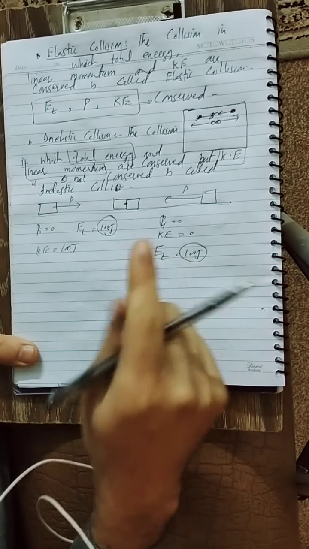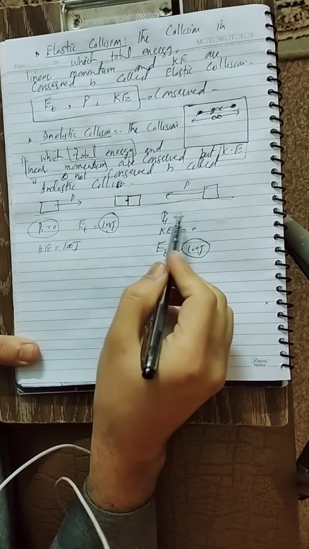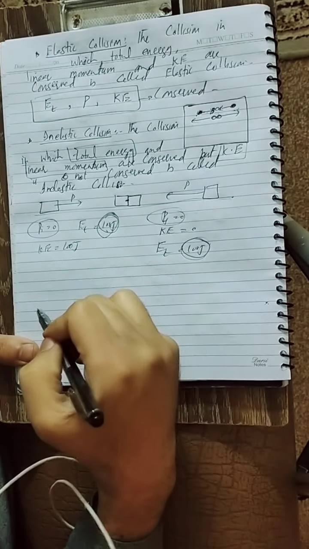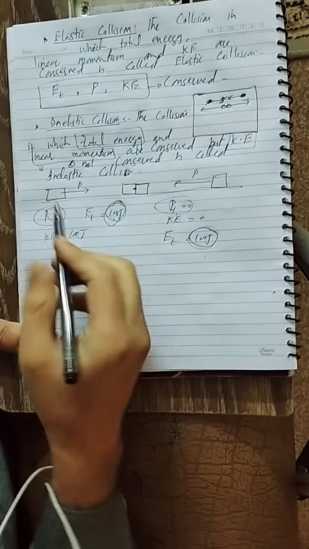But look at the kinetic energy. The kinetic energy is lost. So momentum initial was zero. The final is also zero. Initial total is 100. Final total is 100. So momentum is conserved. Total energy is conserved. But kinetic energy is not conserved.